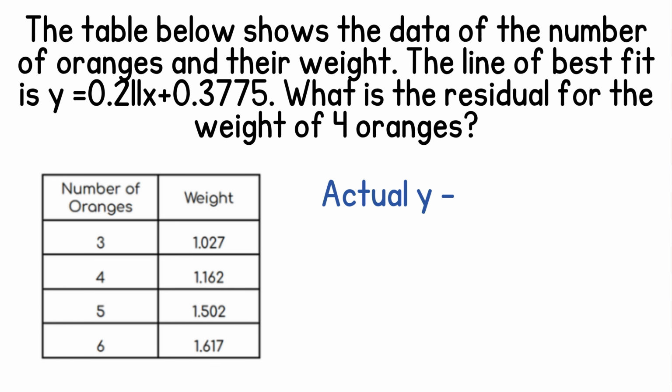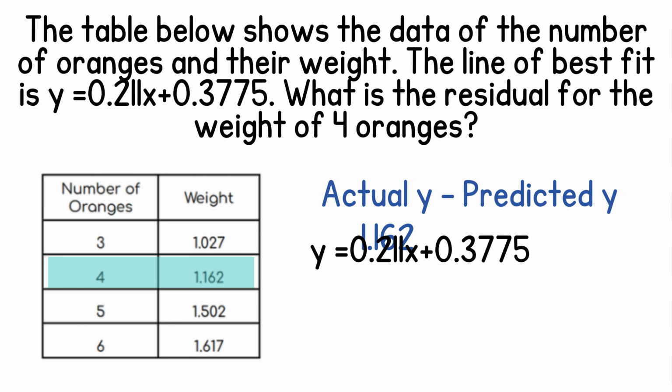So we'll start with our formula where we'll take the actual y value and subtract the predicted y value. We can find our actual y value, which is considered the weight, by looking at the table. So when there were 4 oranges, the weight was exactly 1.162. So we'll put this in our formula for the actual y value.